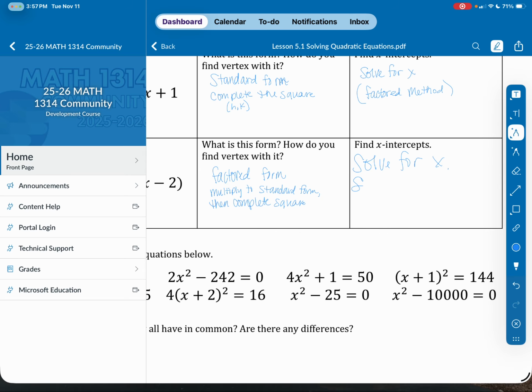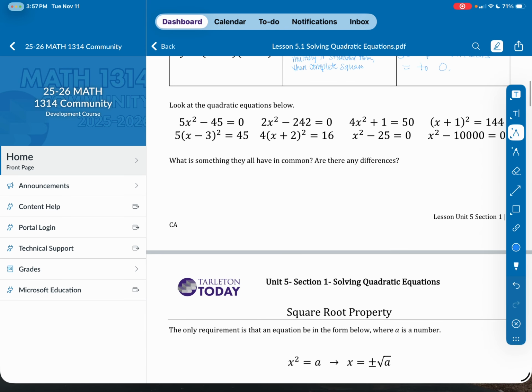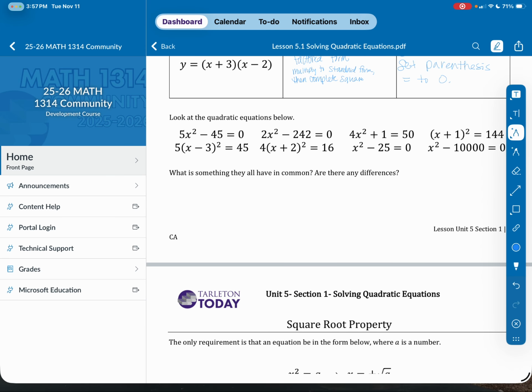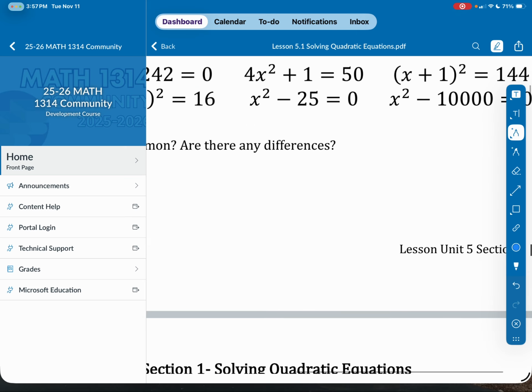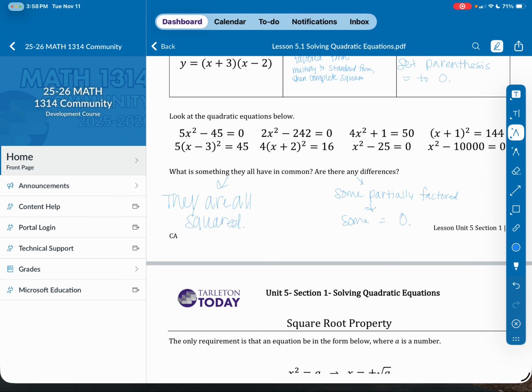So what you do is you set the parentheses equal to 0. All right, so looking at the equations below, one thing that they have in common is that they are all squared. Are there any differences? Yes, some are partially factored, and some equal 0. We will reference that in just a little bit whenever we're solving.